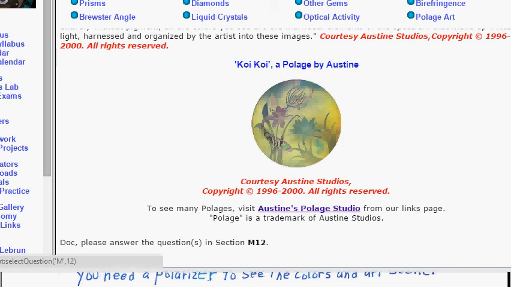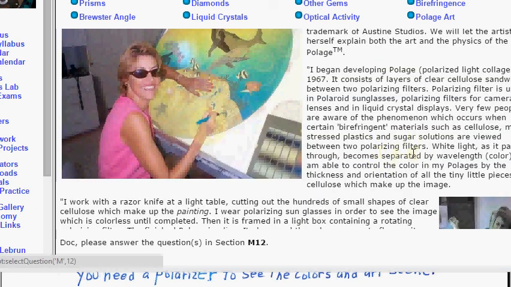Amazing how she puts that together in an artistic way. Very, very cool effect. So the two secrets here, one, the polarizers, and also the birefringent material, the materials that she used that gets the nice, beautiful effect.